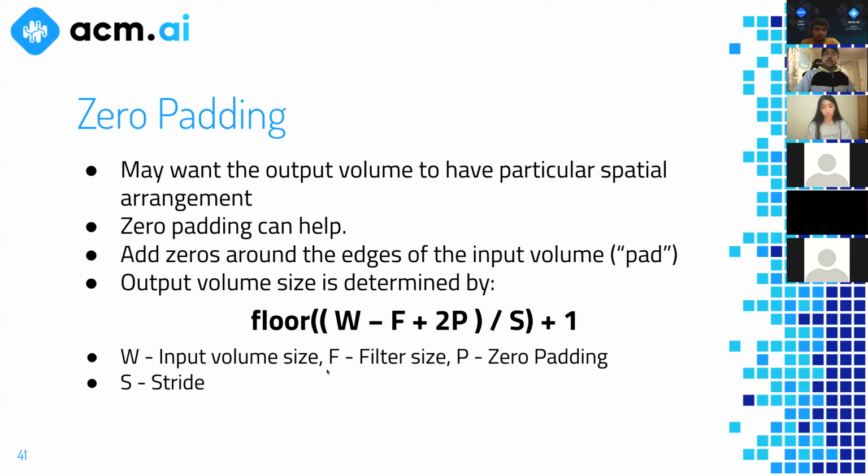And the optimal way to figure out the volume size would be the floor of (W minus F plus 2P) over S, and then plus 1. So what are these exactly? W would be the input volume size, the volume as we discussed, a stack of feature maps, and the size of that. F would be the filter size, so n by n. P would be the zero padding size that you want, and S would be the stride size, the one in our 3x3 moving image, or whatever you want the stride to be.